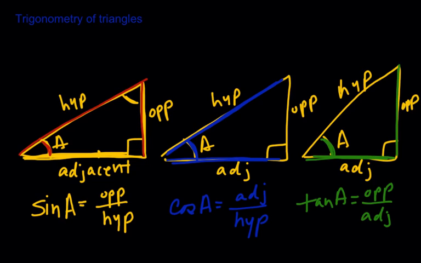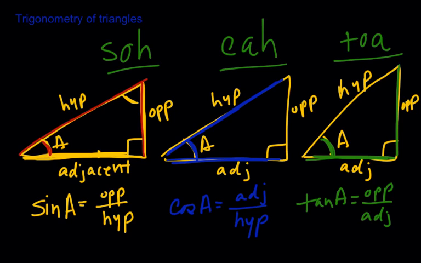And some trig teacher somewhere came up with this cool saying, and they made a story about some princess. So sine is opposite over hypotenuse, cosine is adjacent over hypotenuse, and then toa, tangent is opposite over adjacent. SOHCAHTOA is the name of the princess. And if you can remember that, then you can remember sine, cosine, and tangent.